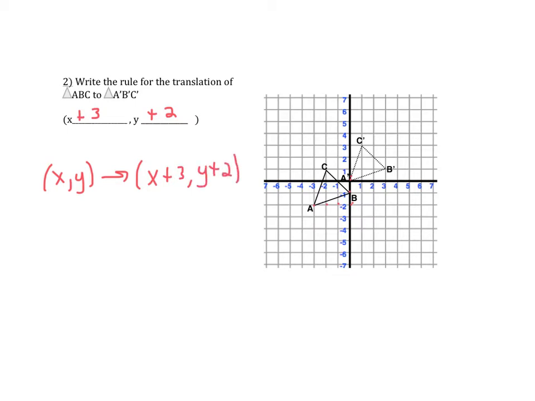Now you really should do a check. Make sure that rule holds for all points in your picture. So go to B and go to the right 3, 1, 2, 3, up 2. We got it. Go to C, right 3, 1, 2, 3, up 2. And we ended up at C prime, so our rule is correct.